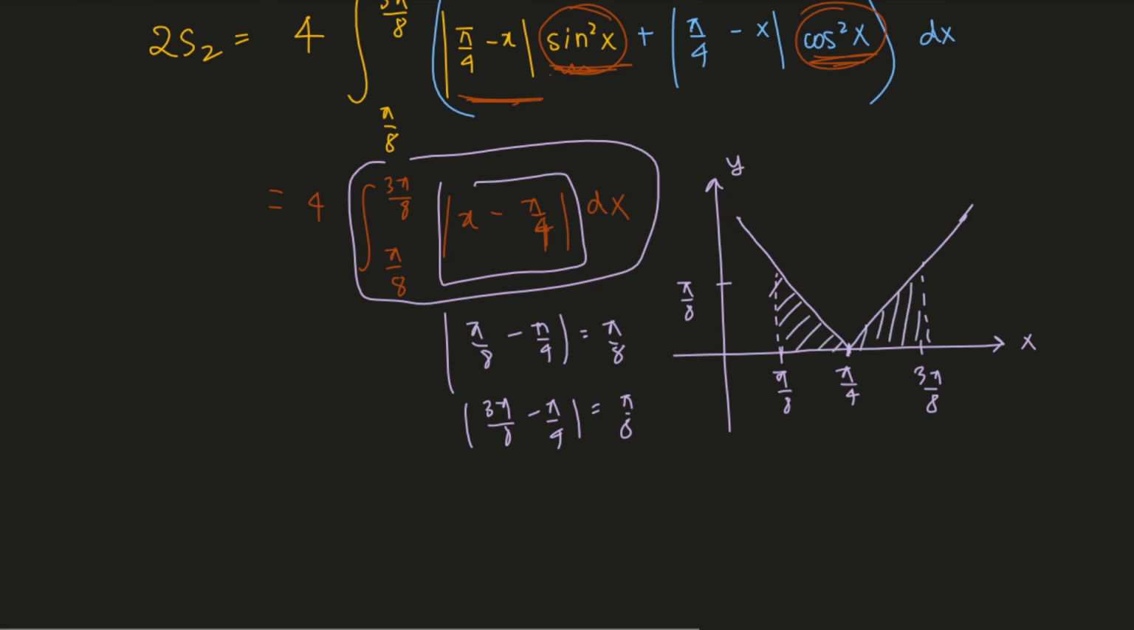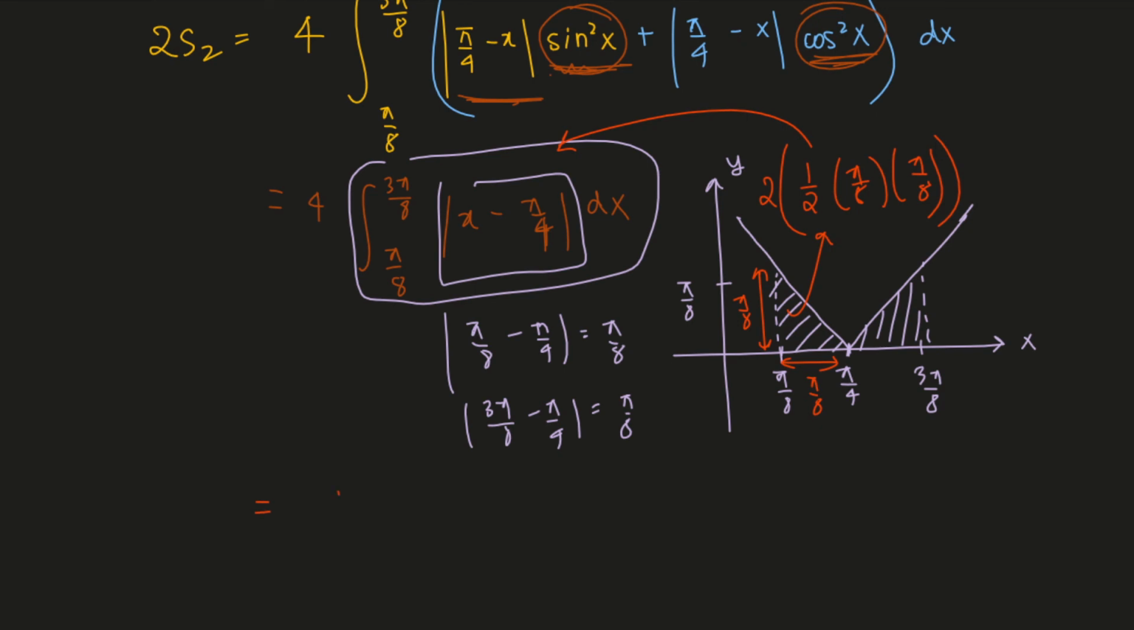So this region right here is just a triangle, and it is equal to 1/2 times base times height. The base right here is equal to pi over 8. The height is again equal to pi over 8. So 1/2 times pi over 8 times pi over 8. And notice there are two such triangles, so you double that. And you put it right inside here, so that gives you 4 times 2 times 1/2 of pi over 8 squared, and 2 S2 is equal to this.